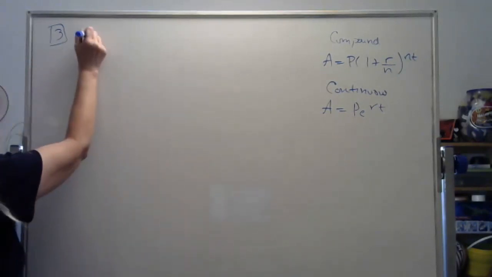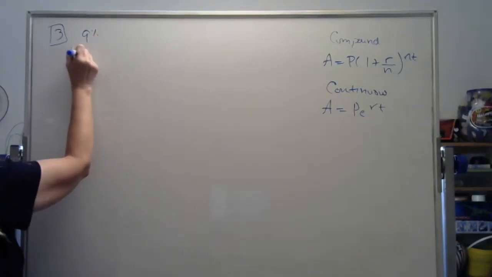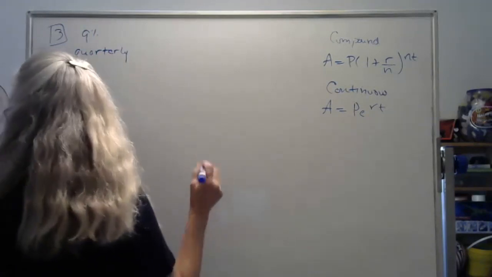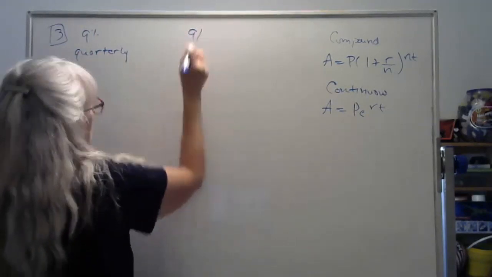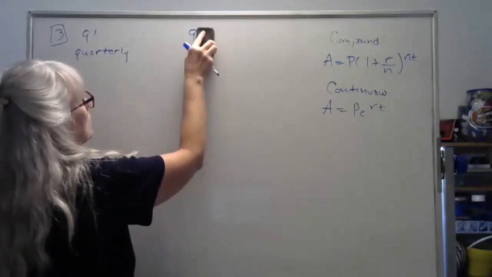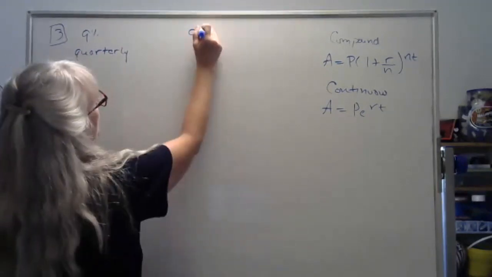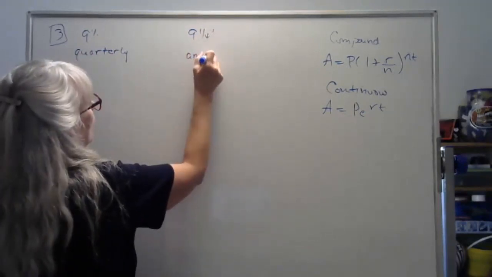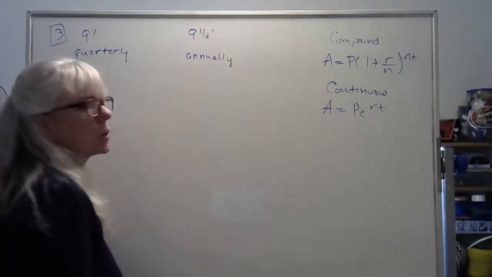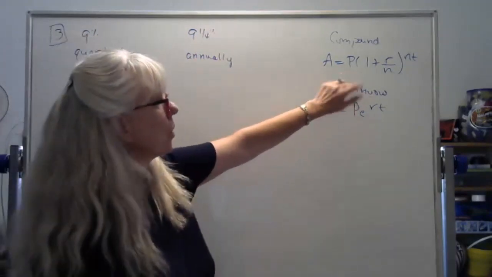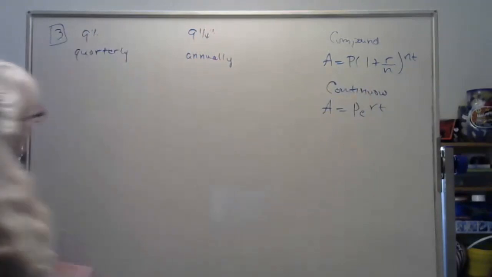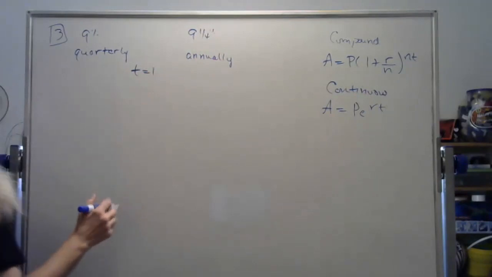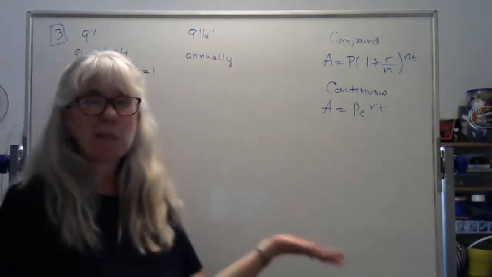So 9% compounded quarterly, or 9.25% compounded annually. Because I don't see the word continuous, I'm not going to use the PERT formula. We'll use our first formula. But they left off a lot of information. They did tell me that the time is 1 year, but they didn't give me a beginning amount to use. So we can use any amount we want.